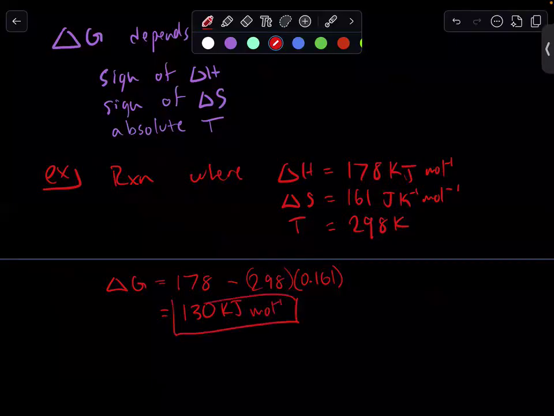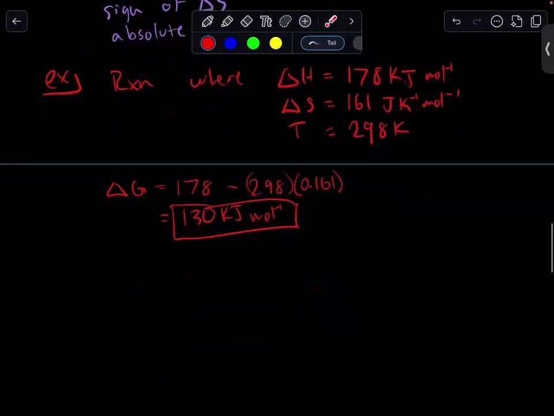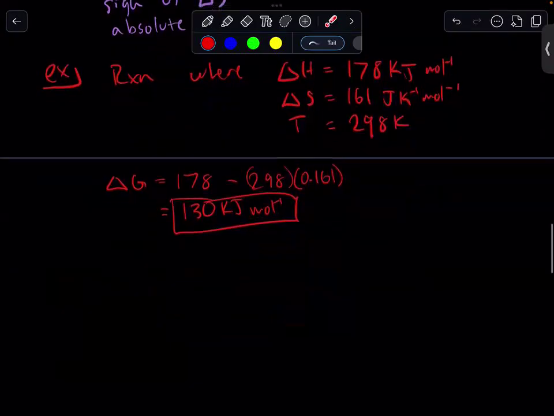Now, this is important because it tells us that this reaction must absorb energy. It must take energy from the surroundings overall. While it is increasing entropy with the positive delta S, the amount of heat it takes in as an endothermic reaction is too much. So this is likely going to be a non-spontaneous reaction.